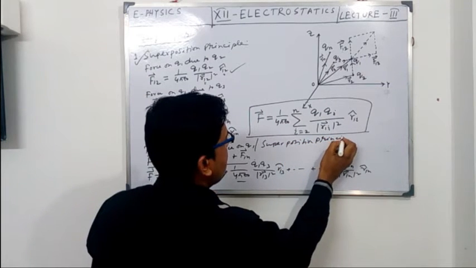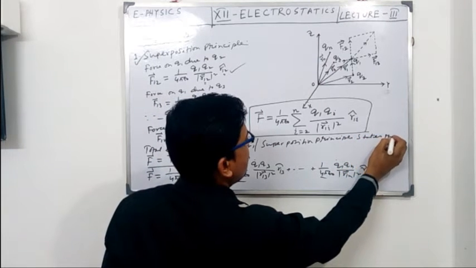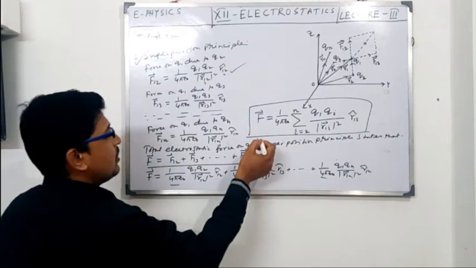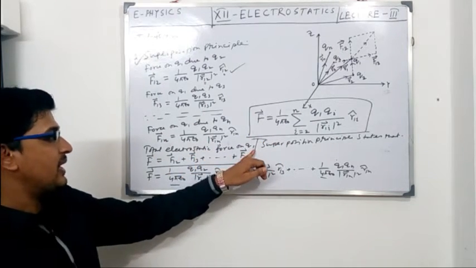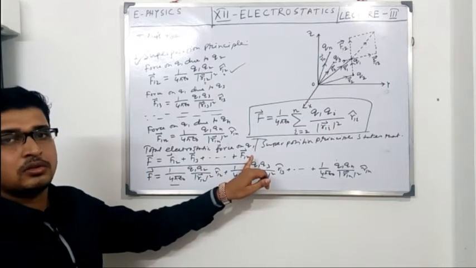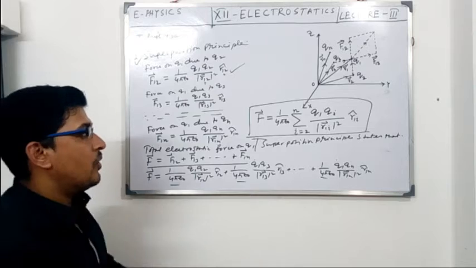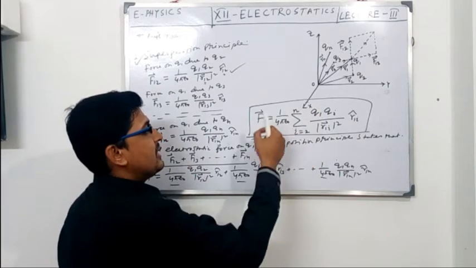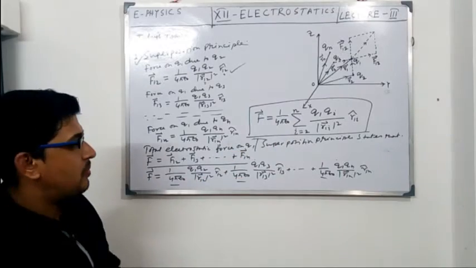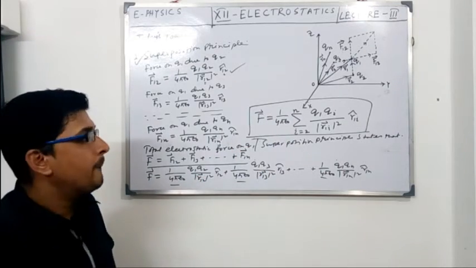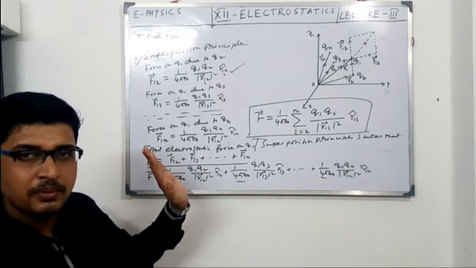the superposition principle states that, after that you write, total electrostatic force on Q1 is equals to F is equals to this, and in general we have represented it by this expression. So this is our superposition principle.